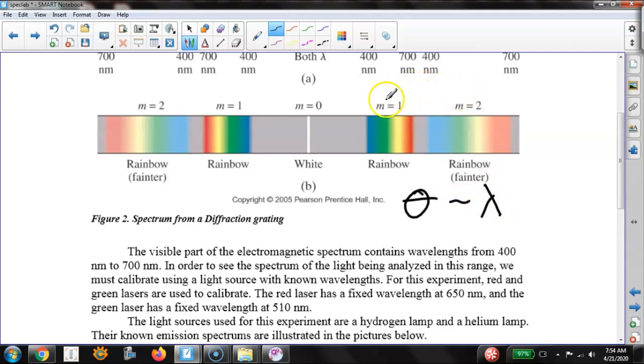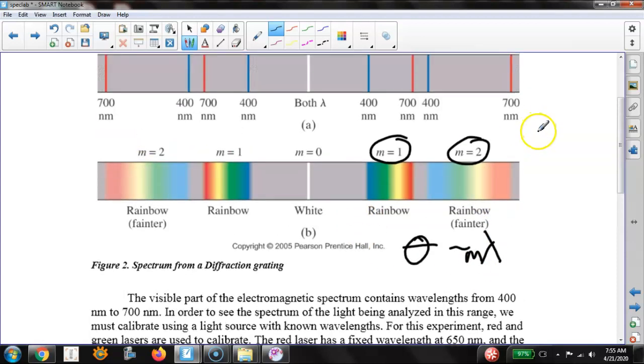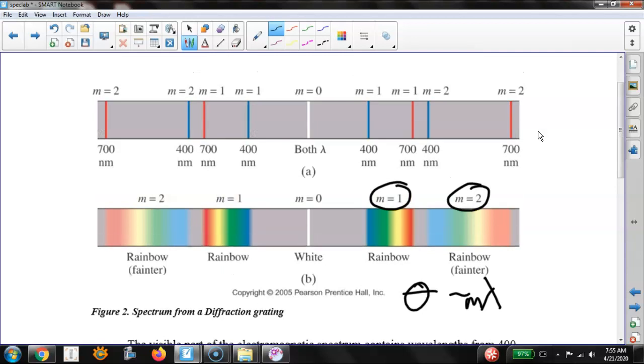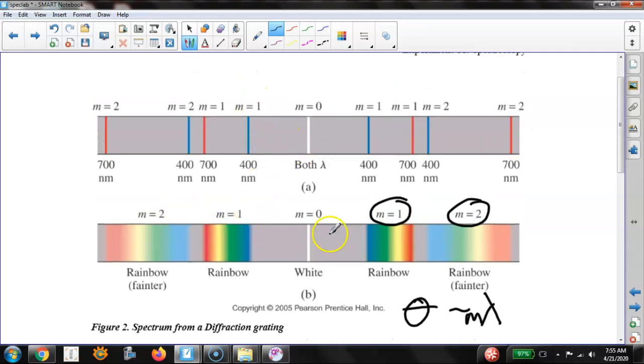But look, you can have more than one order. First order here, second order here, that's that m. For a larger m, remember the m was right in there, you have a different angle. So you have a repeated rainbow. It looks fainter, more spread out. As you get further away from that 0th order, that angle-wavelength dependence is shown by these further orders. Okay, so that's the whole rainbow.